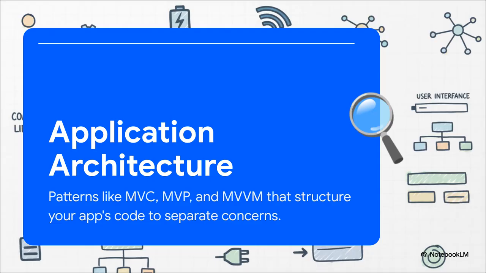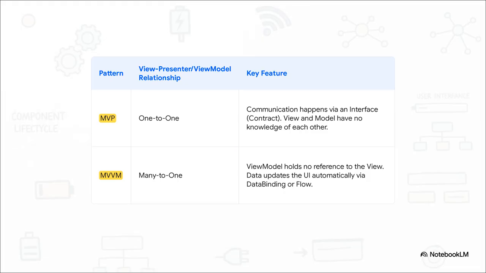Now, sitting on top of the OS, we have our application's architecture. Patterns like MVC, MVP, and MVVM, these are basically your playbooks for how you organize your code. They make it way more maintainable, easier to scale, and a whole lot easier to test. Now, what's really cool to see here is the difference in how these patterns handle relationships. With MVP, you have a really tight one-to-one link between a presenter and a view. But with MVVM, you get a ton of flexibility because one single view model can actually serve multiple views. And the really important part, it does this without holding a direct reference to them, which is a huge help in preventing memory leaks and just works way better with modern Android tools.